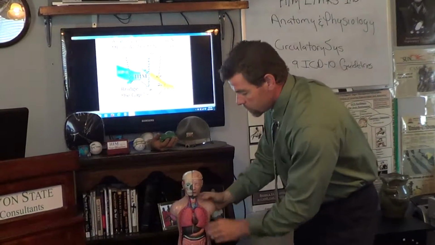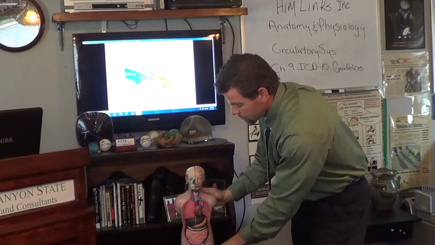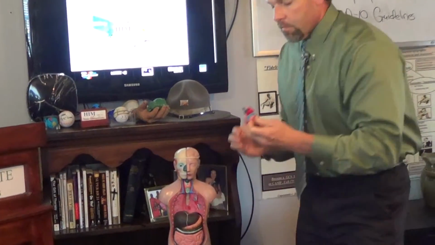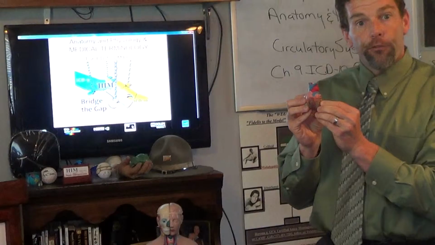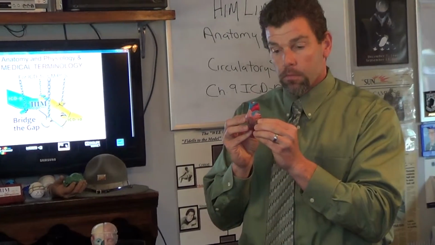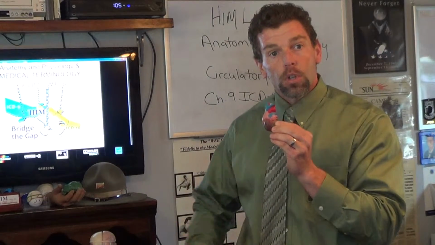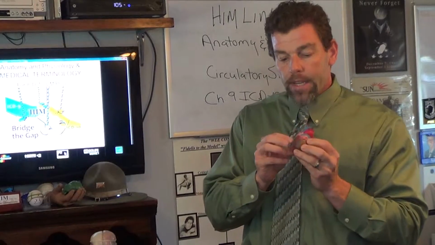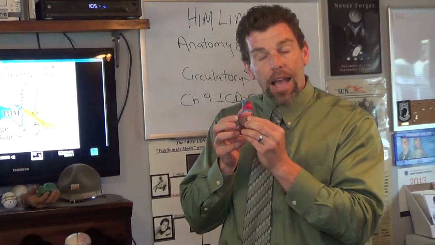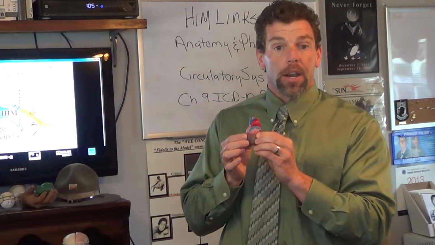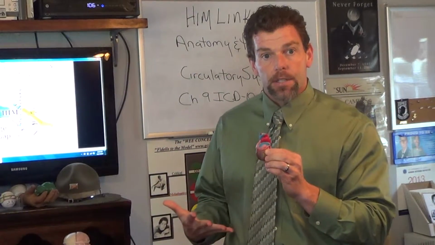Now, the heart is a four-chambered structure. There are two upper chambers called atria and two lower chambers called ventricles. The right side of the heart actually is going to receive deoxygenated blood from all parts of the body. This deoxygenated blood is full of the waste product carbon dioxide.